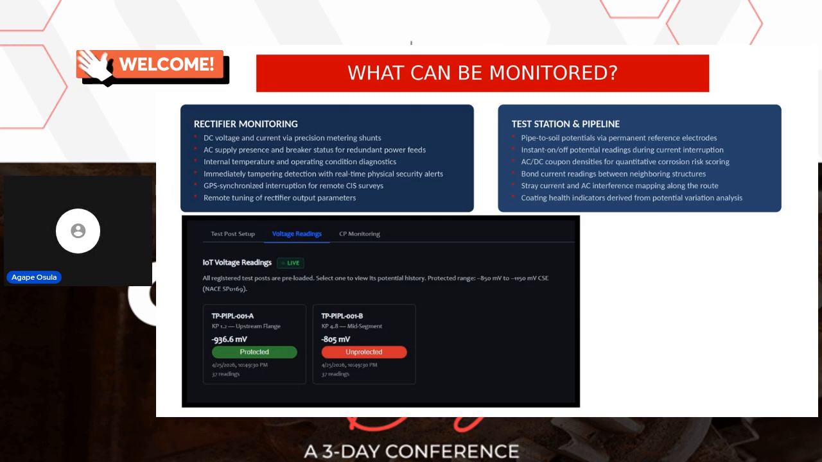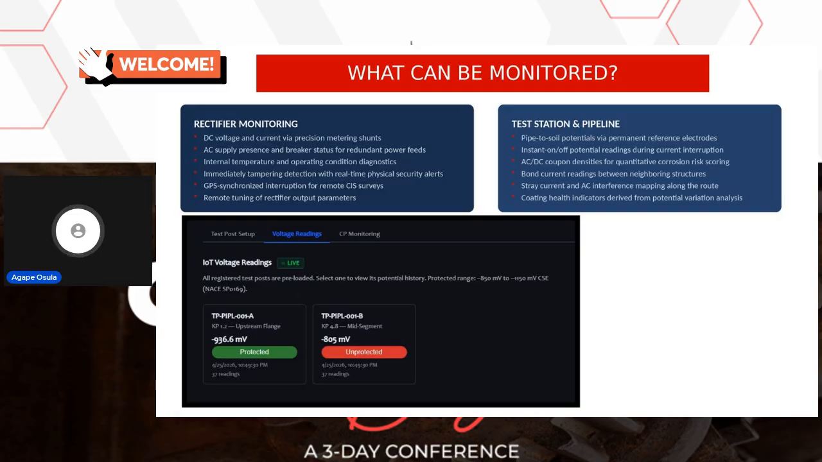Okay, so yeah, of course, at your test stations, your test posts and your pipeline, you can measure pipe potentials. You can measure your instant off. Your AC/DC coupon densities. You can measure bond current readings, very important if you have neighboring structures and you have bonded your pipeline to other pipelines and the like. You can measure stray currents and AC interference mapping along the right of way. You can do your coating health indicators.